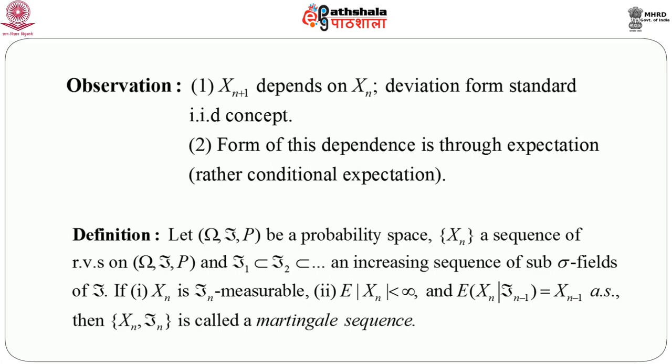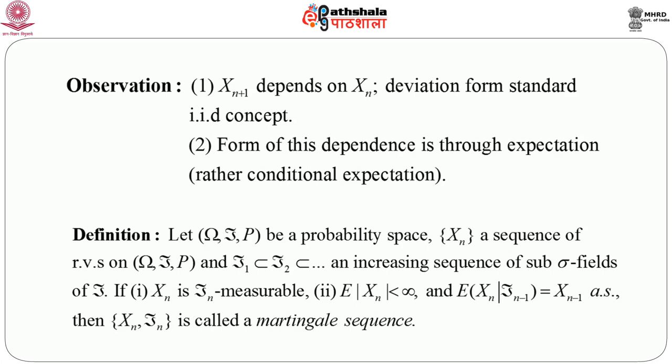Another important thing is that there is a dependent structure. So what happens in the n plus 1th trial depends on something related to the previous trial, the nth random variable. And the most important observation is that this dependent structure is through expectation, or rather conditional expectation. So this simple gambling problem gives us a nice idea about a dependent structure involving a random variable at one stage and the random variable at the previous stage, but not other past stages, and this dependence is through the conditional expectation.